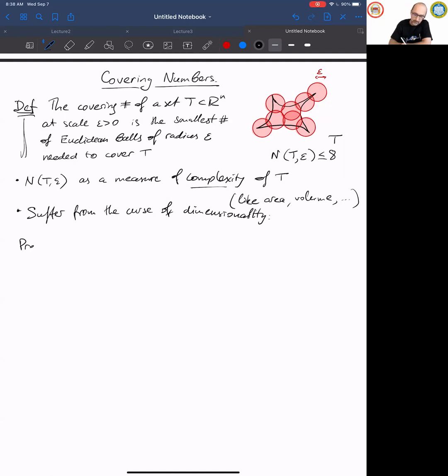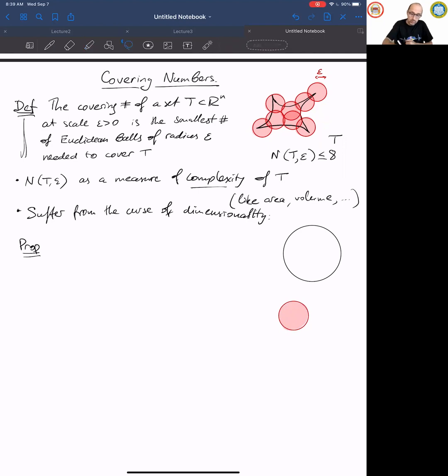How? Let's just take a round ball for T, and try to cover this ball with balls twice smaller. How many balls do we need to do that? Let's say you take this ball like this, and we cover it with balls twice smaller, like this. How many balls do we need?